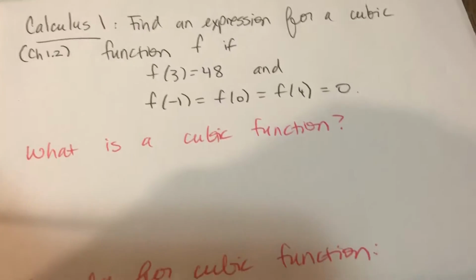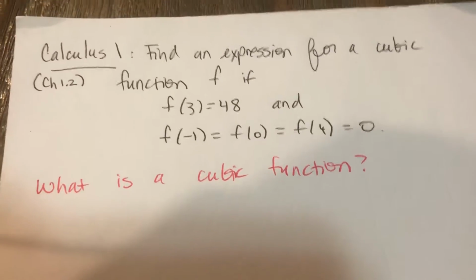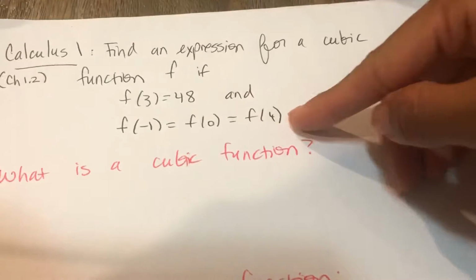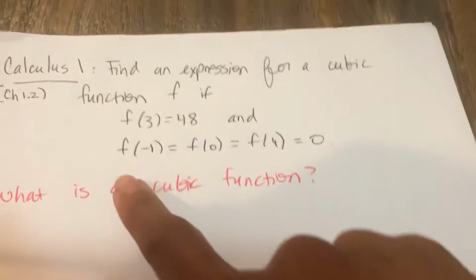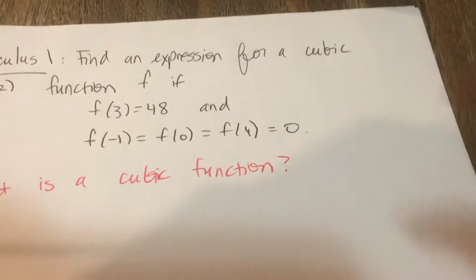This is a question from one of your calculus classmates. This is from chapter 1. Find an expression for a cubic function f if these conditions are given. f(3) equals 48 and f(-1) equals f(0) equals f(4) equals 0.